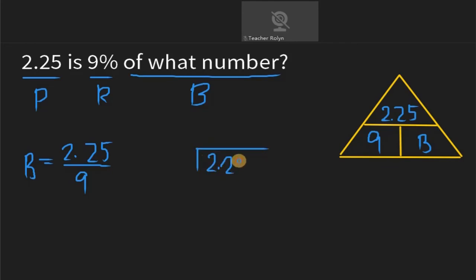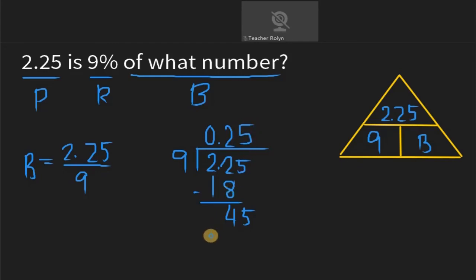2.25 divided by 9. That is 2 divided by 9 is 0. Then drag the point up. 22 divided by 9 is 2. Then 2 times 9 is 18. Then subtract. 22 minus 18 is 4. Then we have here 5. 45 divided by 9 is 5, right?